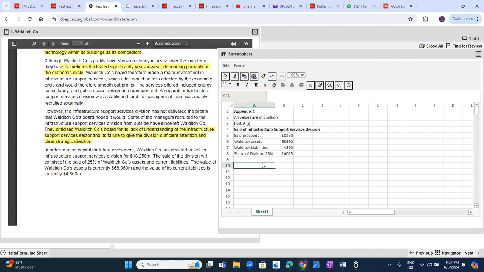And then you will calculate the profit. Obviously, it is profit because sale proceeds is more and the share of the division is less. So profit is this minus this. Yes. This is the profit. You can highlight this. Okay.